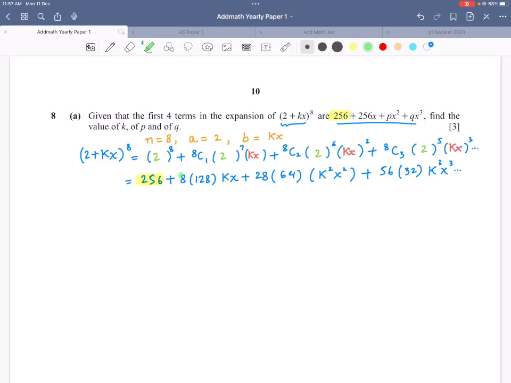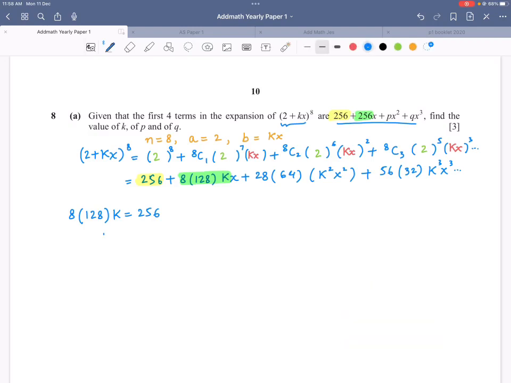After that, I am going to start with the coefficient of x. The coefficient of x is 8 times 128 times k, and the coefficient of x in the question is 256. So I will equate both of them. So 8 times 128 times k equals 256. What did I do? I just compared the coefficients of x on both sides and equated them. And now I need to simplify. So 256 divided by 8 divided by 128 is 1 over 4.